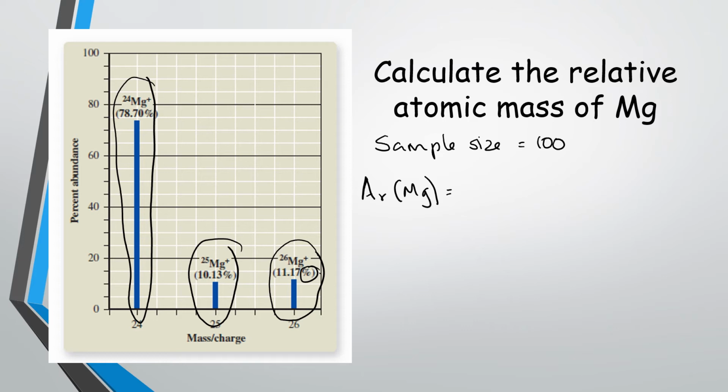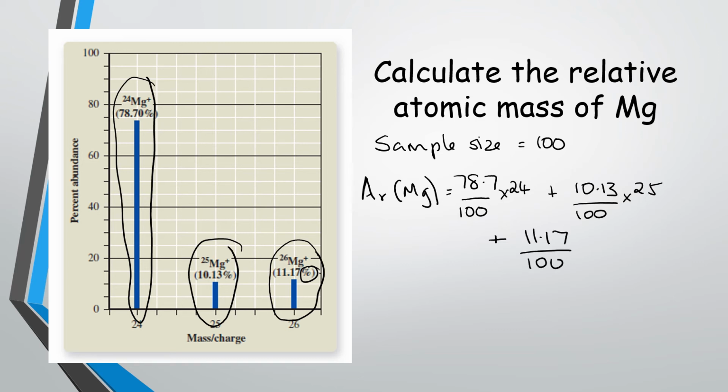So we have 78.7 divided by 100 times 24, add 10.13 over 100 times 25, add 11.17 divided by 100 times 26. Using my calculator, I can now calculate this out, and it comes out to 24.32. Remember, there are no units.